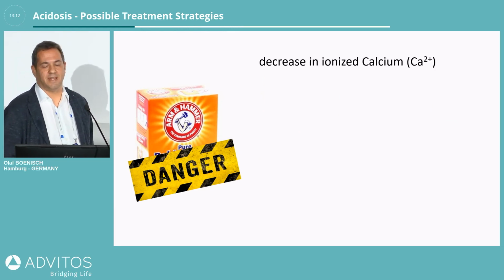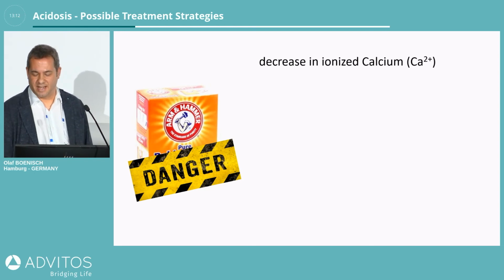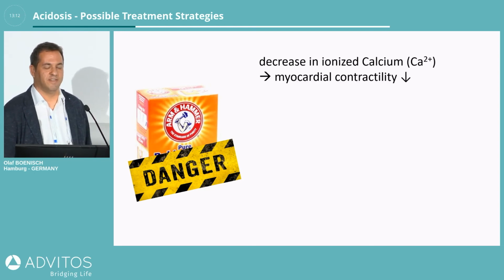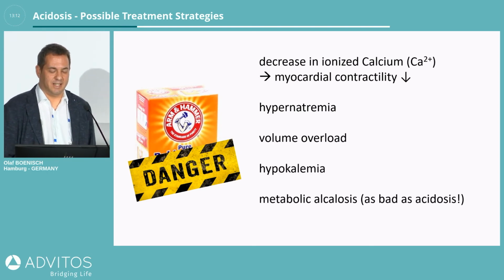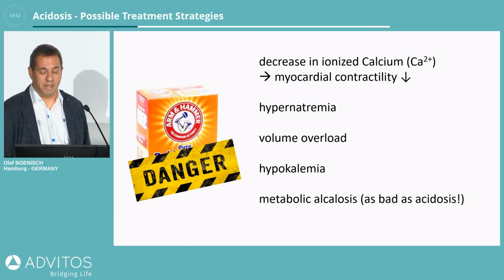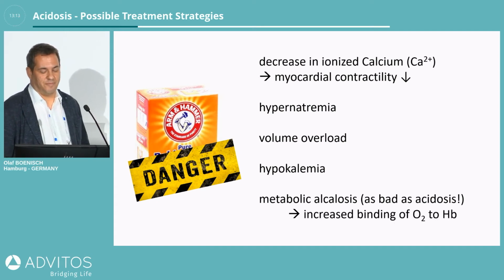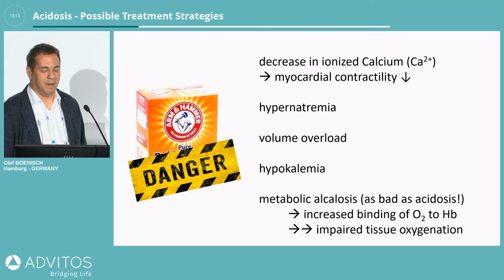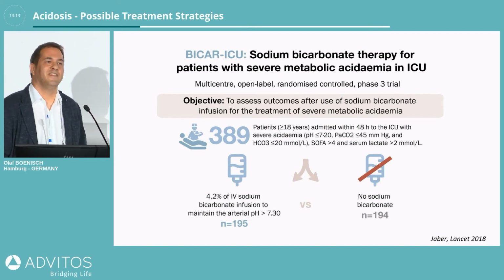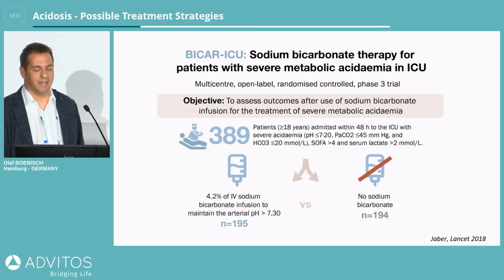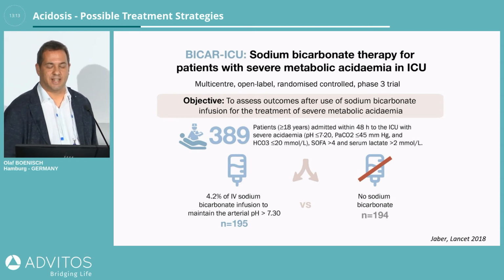The other problems could be the decrease in ionized calcium, which might then decrease the myocardial contractility, hypernatremia, volume overload, hypokalemia, and metabolic alkalosis, which could also be bad and could, for instance, increase the binding of oxygen to hemoglobin, thereby impairing tissue oxygenation. The BICAR-ICU study is more or less the only big randomized controlled clinical trial.